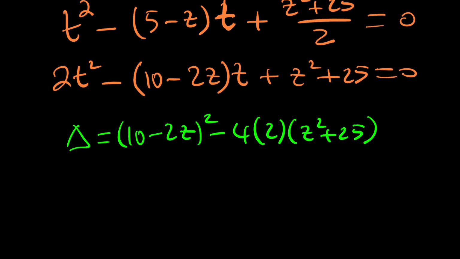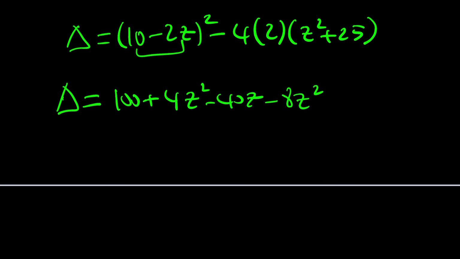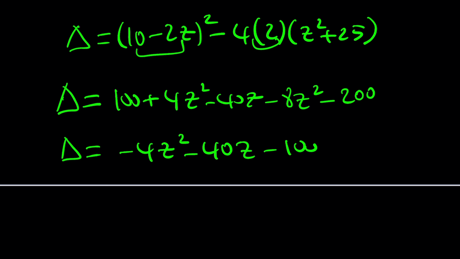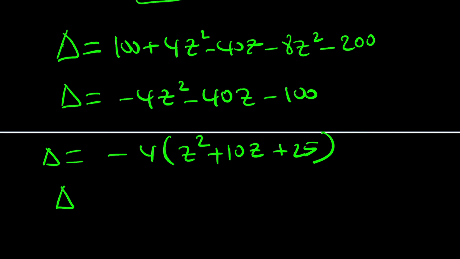Now let's go ahead and simplify this. This is going to be cool. A lot of things we're talking about, right? This is 100 plus 4z squared minus 40z, because of the 2ab thing, remember, minus 8z squared, because this is 8, minus 8 times 25, which is 200. Great. Let's simplify this. Negative 4z squared minus 40z minus 100. And then, what can I do? I can factor out a negative 4. Negative 4 times z squared plus 10z plus 25. This is a perfect square. Again, you see, they always come up, don't they?